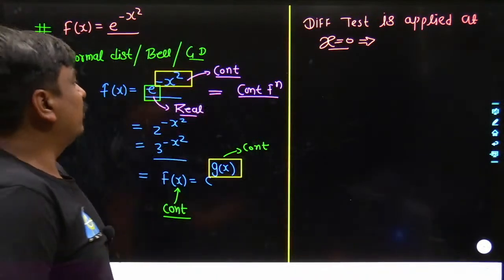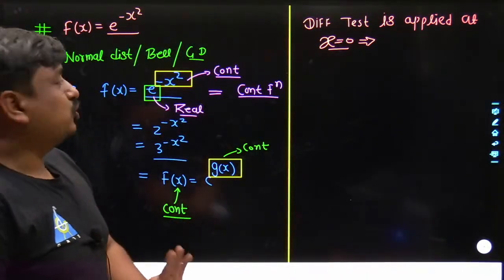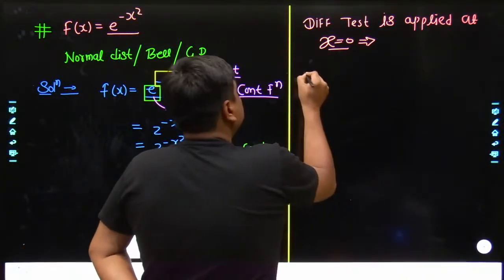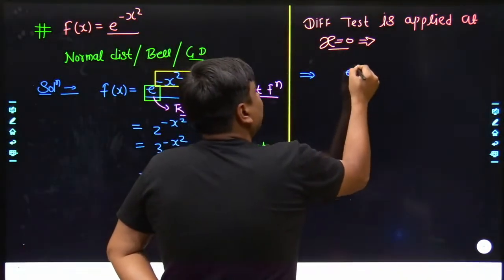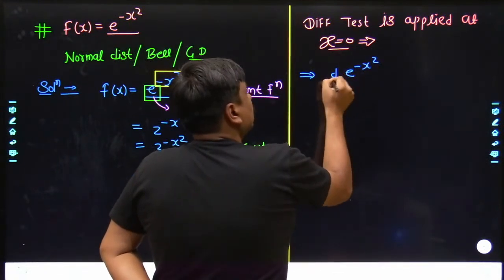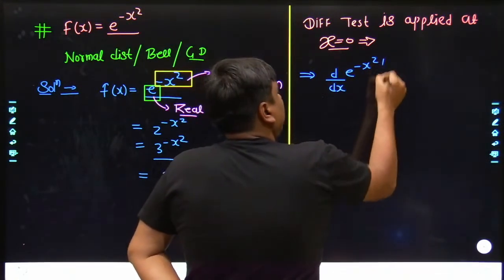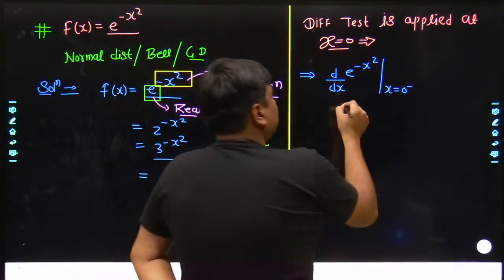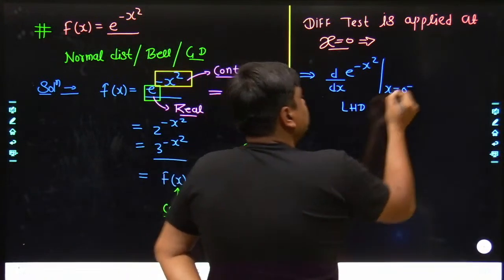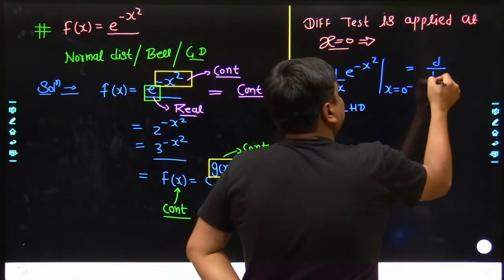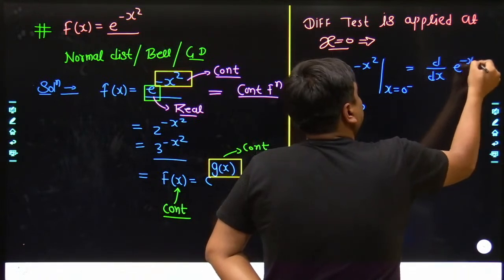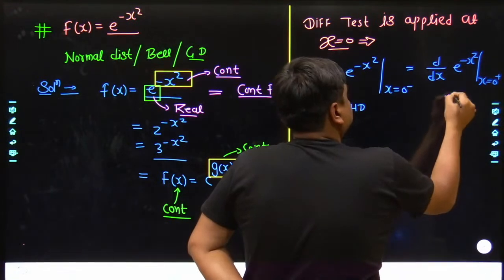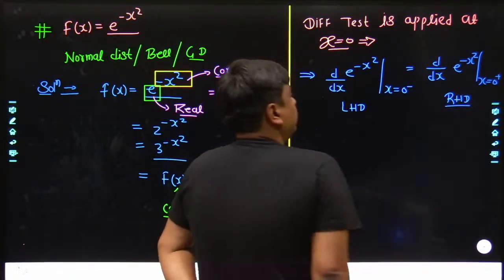So what I would be doing over here, I would just be using the short trick. I would perform the differentiation of e to the power of minus x square, and calculate its value just before 0, which I would call the left hand derivative, and just after 0. And the function has been found to be continuous. There should not be any doubt as such. And here I would be calculating at 0 plus. That is the RHD, right hand derivative.